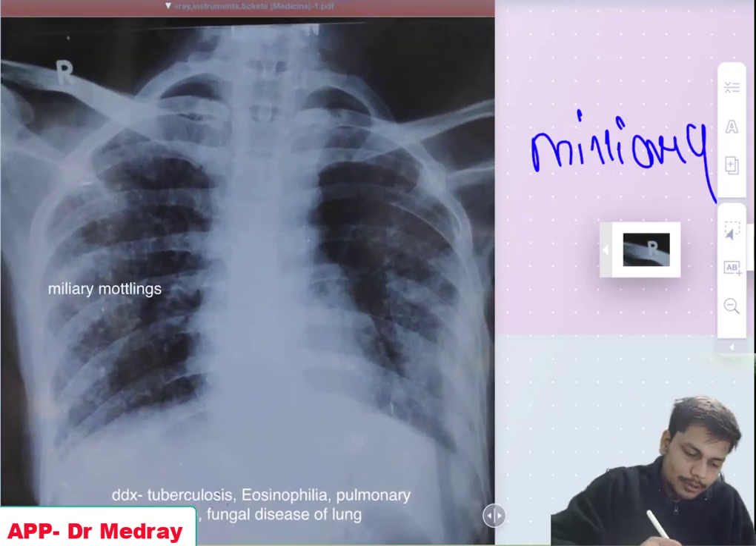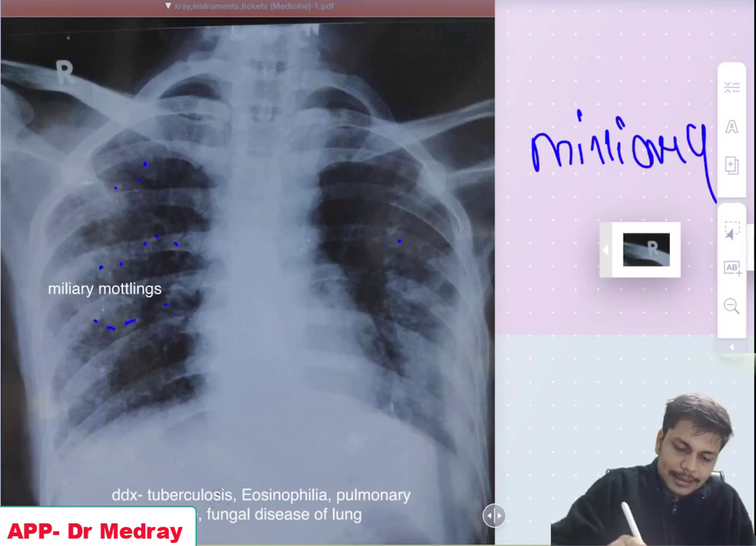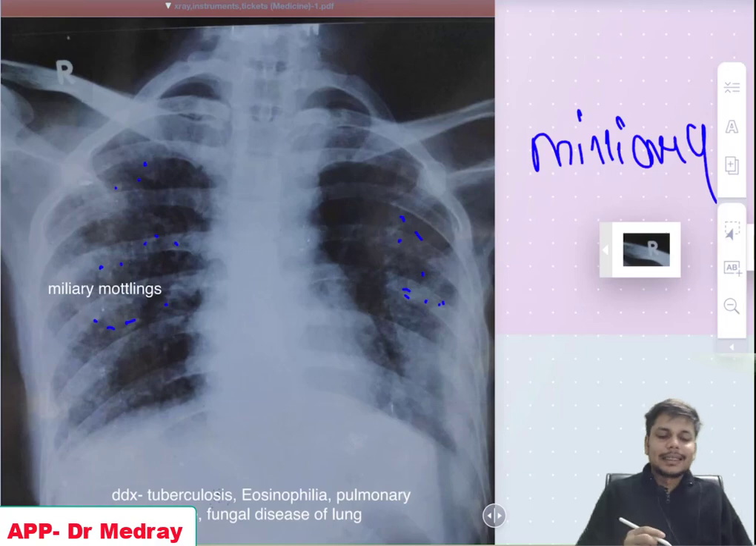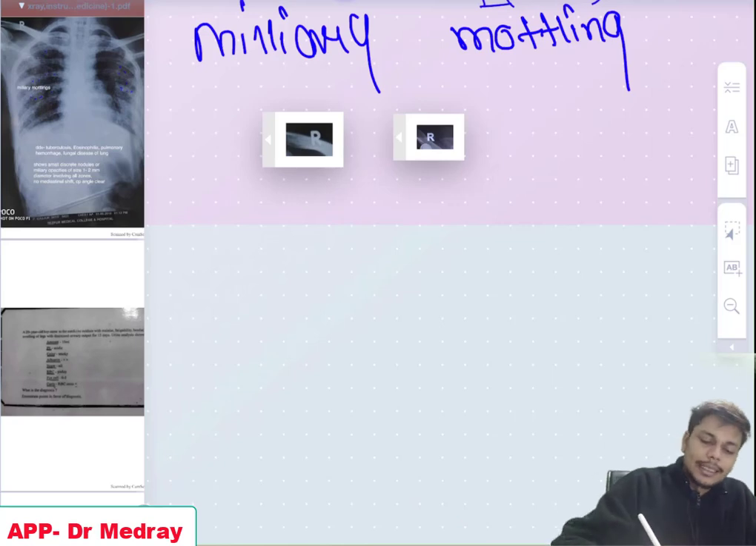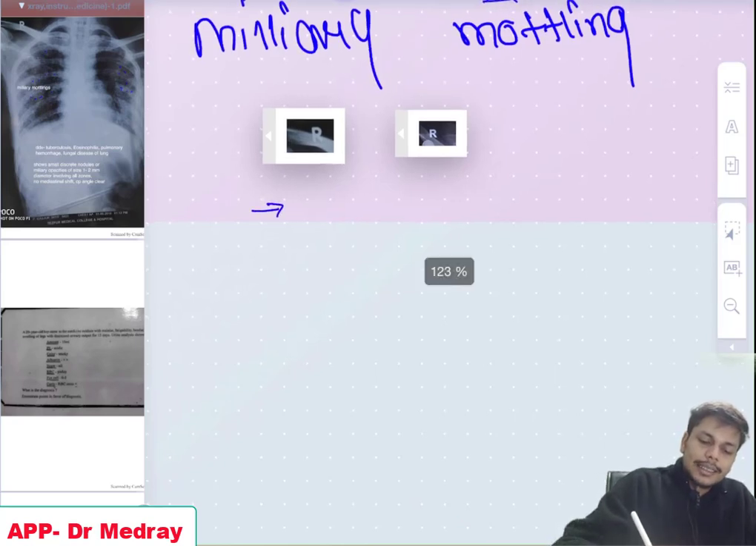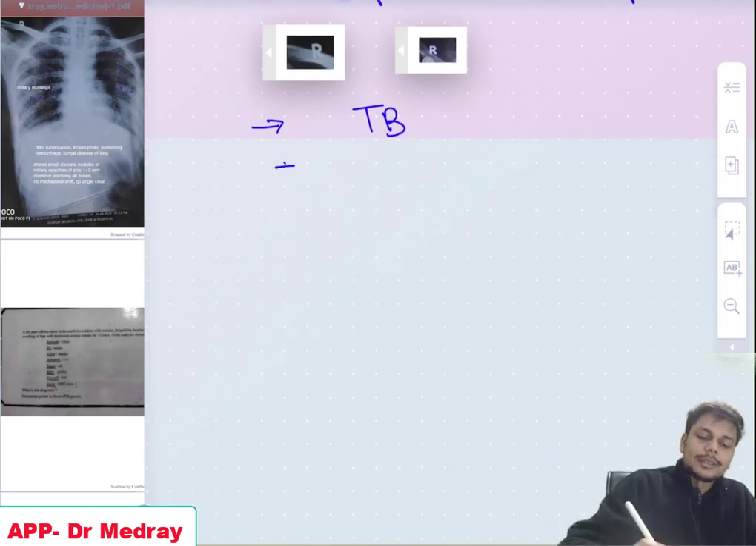Miliary mottling: small discrete nodules dispersed bilaterally and symmetrically in both lung fields, about 1 to 2 millimeters in diameter. So that is miliary mottling. The most common cause in our setting is tuberculosis. It can also occur in fungal infection like histoplasmosis.